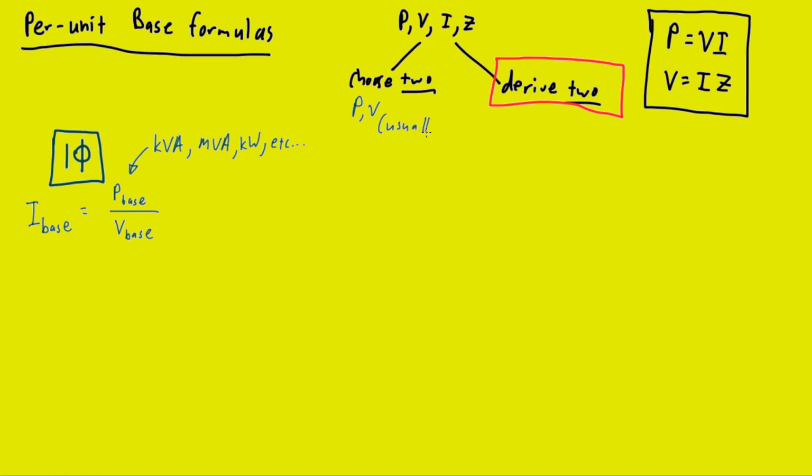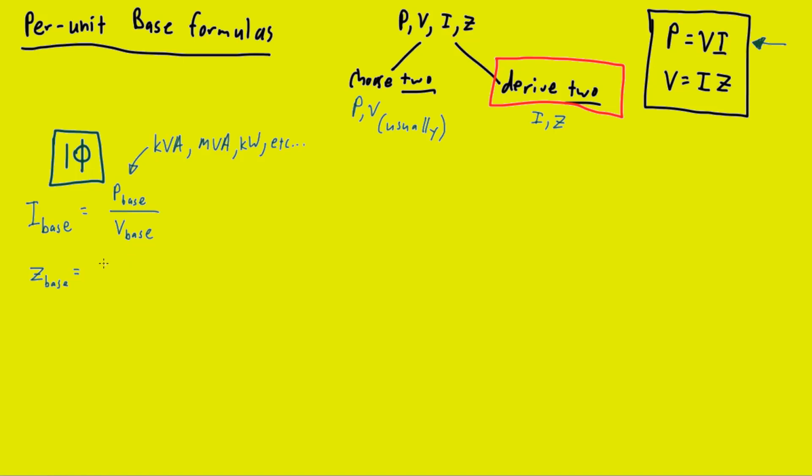Now, this formula can be rearranged very conveniently if for some strange reason you were given the base in current and you needed to find your power base or your voltage base. We can see that using the P equals VI formula in this way can be used to determine current or power or voltage.